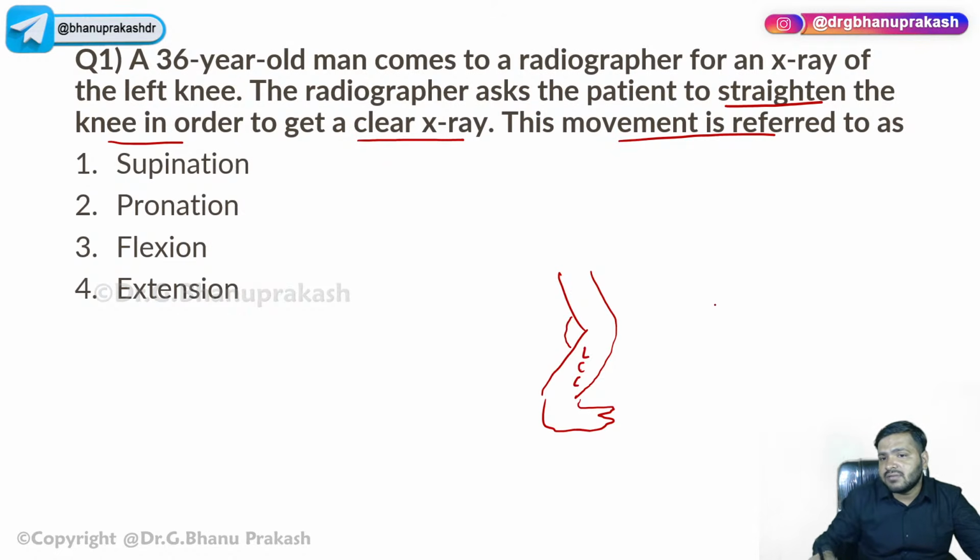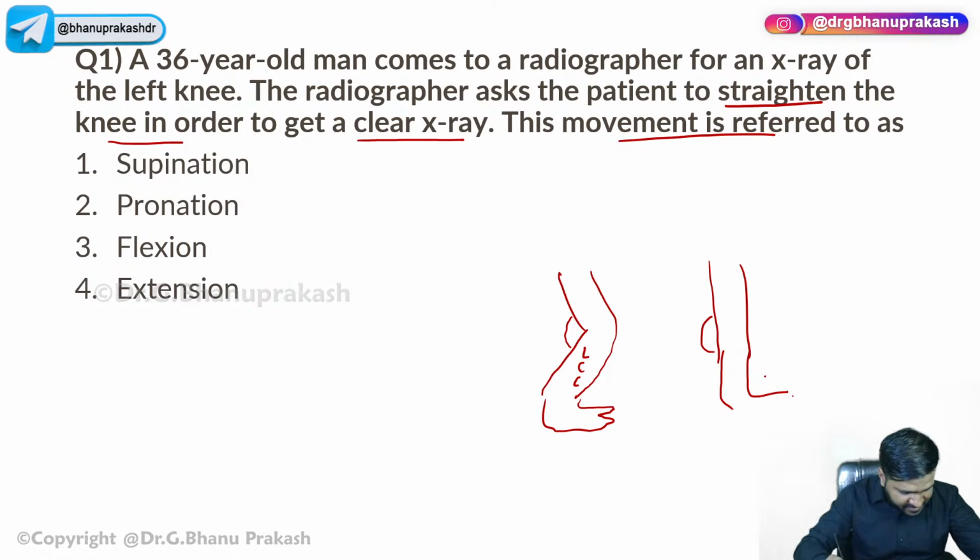The radiographer told him just to straighten the leg. Earlier the angle was this. Now as soon as he straightens the leg, the angle becomes this, right? So obviously there is an increase in the angle. Very good. It is extension, basically straightening or increase in the angle, right? That is simply called extension.